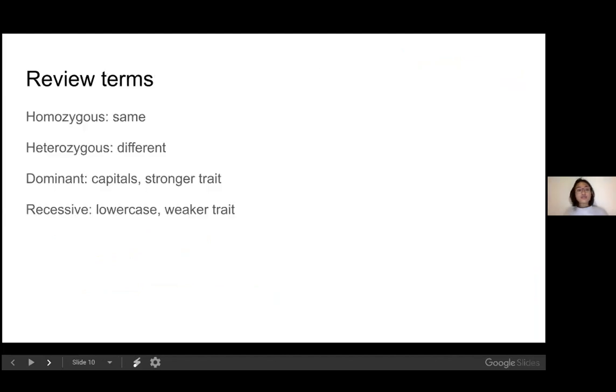Before we practice, let's review some terms that you're probably going to come across in a bunch of these questions. Homozygous means the same. I'm just going to pick a random letter here, D. So homozygous would be either capital D, capital D, or little d and little d. The point is, the two letters are the same. Heterozygous means different, so that means one big, one small. They are different. Dominant means that it's always capital. It's a stronger trait. Capitals always dominate. And recessive means a lowercase weak trait.